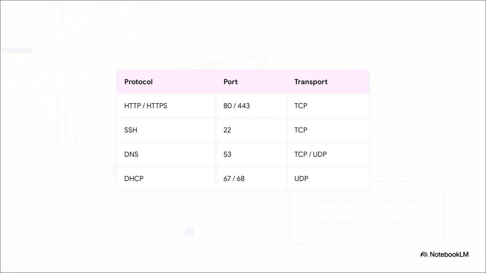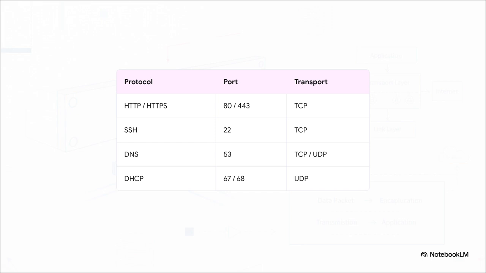Standard unencrypted web traffic relies on HTTP using port 80, while encrypted secure web traffic uses HTTPS on TCP port 443. Now, if you need a secure shell login to a remote server, you're going to use SSH on TCP port 22. The Domain Name System, or DNS, which translates those website names into IP addresses, uses port 53.